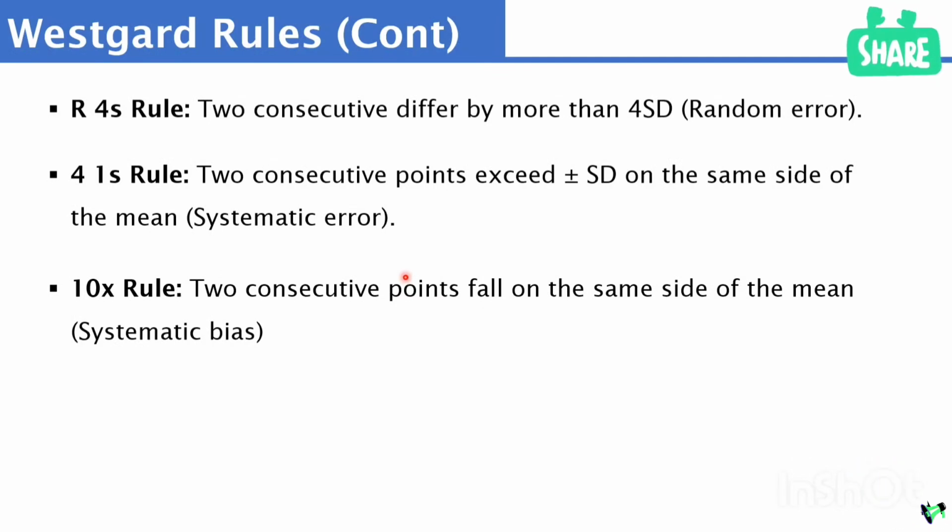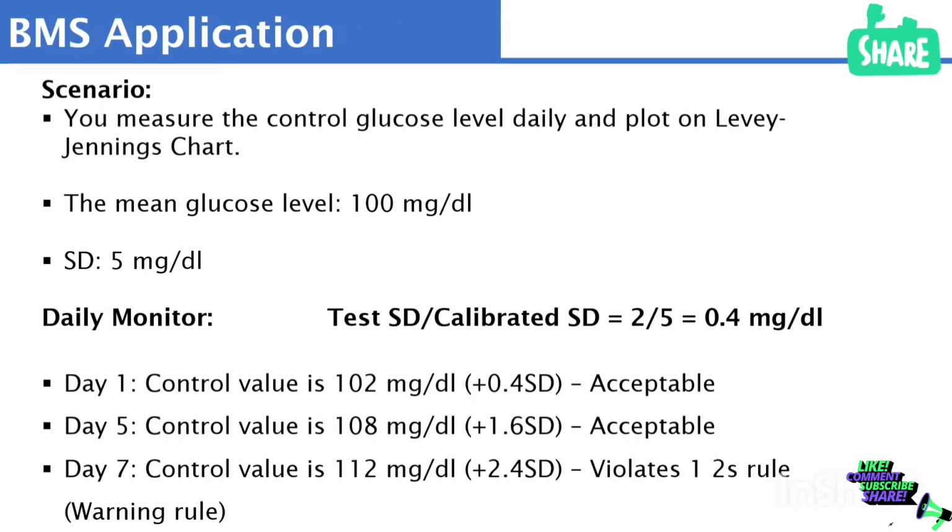Now once you understand this, when you say the 10x rule, it means that we have consecutive points that fall on the same side of the mean. I hope that makes sense. And this can be due to systematic bias. I'm going to show us all of these examples as we progress, but I just want us to understand the rules, especially when you go for an interview, you have to explain the rules to them. I know this video is taking time. I'm taking my time to explain it because I want us to understand it.